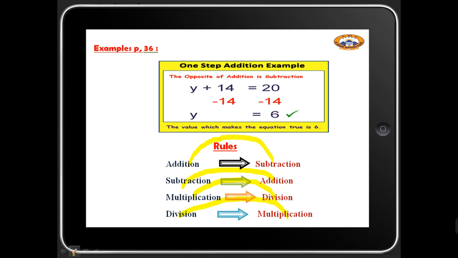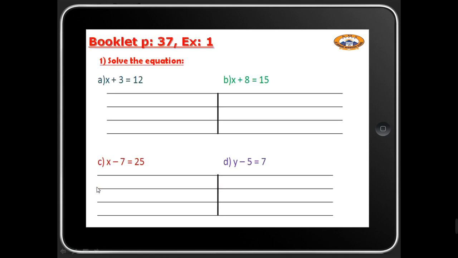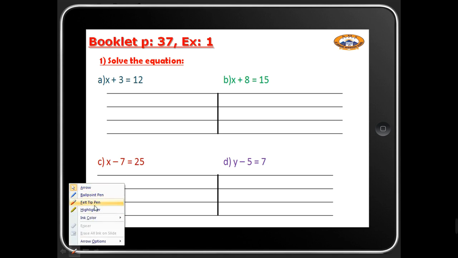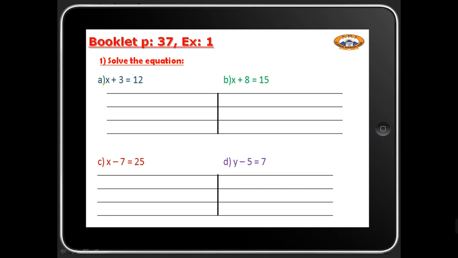So how are we going to solve this? How is the exercise going to be? Now it's time for you to open your booklet, page 37, exercise number 1. It asks you to solve the following equation. First, look at the equation. In the first equation, x is the unknown number. I don't know it, so I call it x. x plus 3 gives me 12.